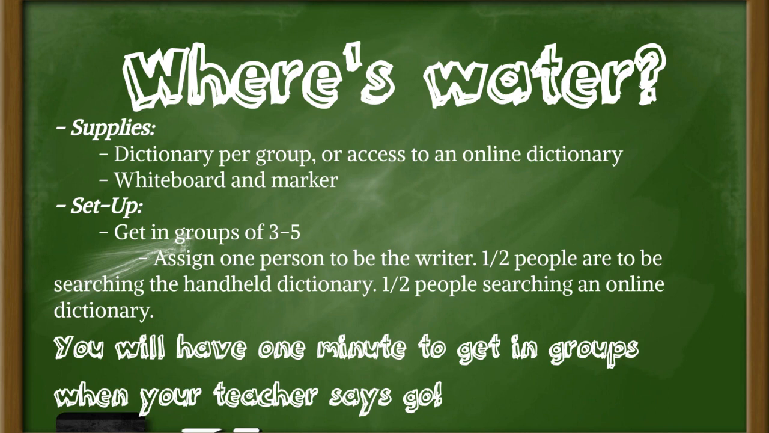After you grab the supplies, your setup is going to be to get into groups of 3 or 5. When you have your supplies and you're in your groups, sit down. Assign one person to be the writer of the group. I'll explain their job later. Then pick 1 or 2 people who are going to be searching the handheld dictionary. Their job will be to go through the dictionary, and I'll explain what you'll be looking for in a little bit. And then lastly, assign 1 or 2 people to be searching an online dictionary. You're going to get on a school-approved online dictionary that you are able to use and are familiar with searching items on.